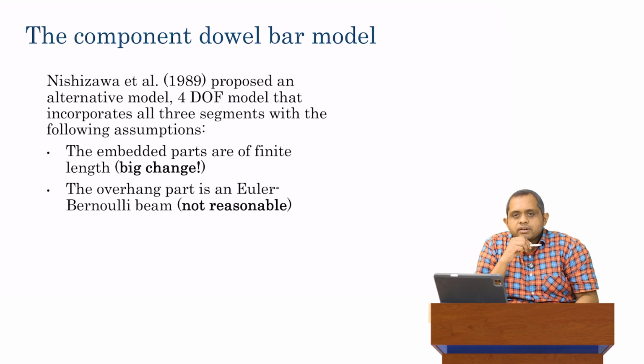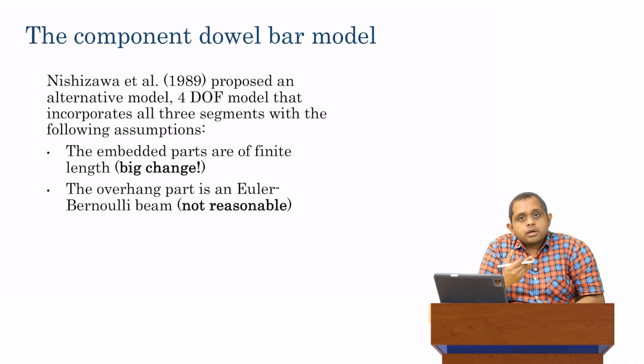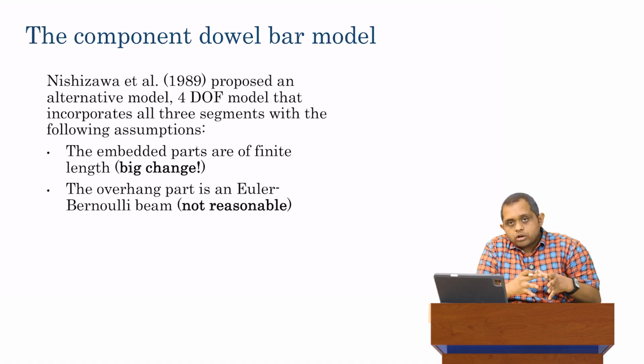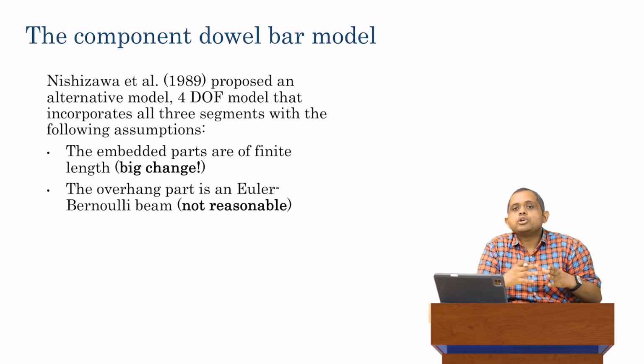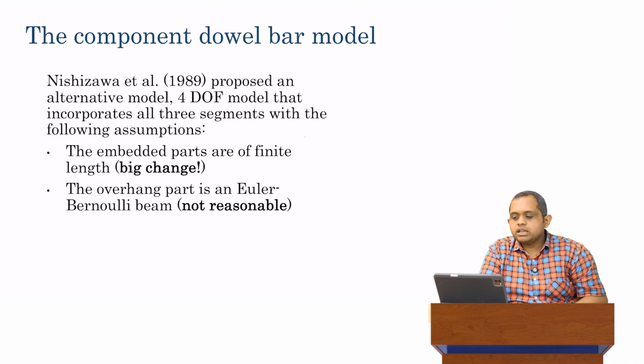Now, Nishizawa in 1989 made a good attempt to overcome this. Instead of this 8 degree of freedom model for the overhang part, they proposed a 4 degree of freedom overhang model. The 4 degree of freedom model was useful because we would not lose the banded structure of the matrix. Our computational effort would still be relatively small to incorporate the effect of the dowels. So Nishizawa proposed this 4 DOF model. It had all the 3 segments, the overhang segment, and also the embedded segments.